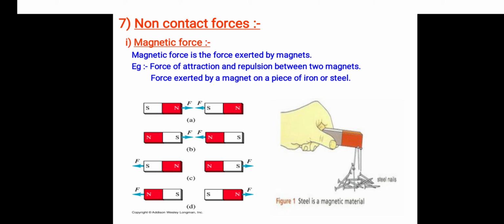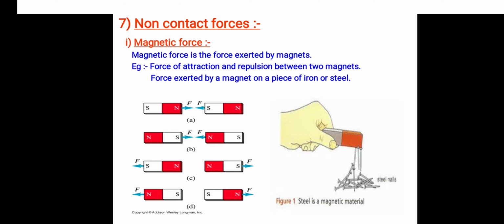Do you have to bring magnets in contact for observing the force between them? A magnet can exert a force on another magnet without being in contact with it. Note that point. A magnet can exert a force on another magnet without being in contact with it. The force exerted by a magnet is an example of non-contact force.